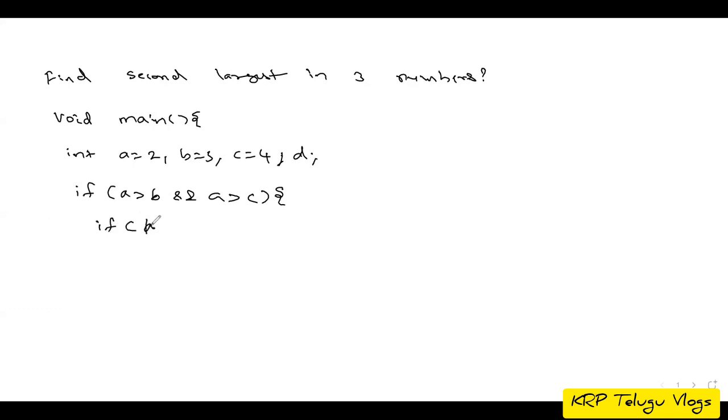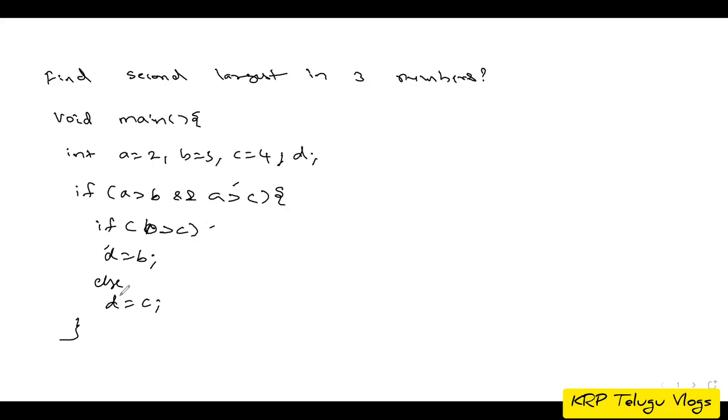If b is greater than c, I'll store d is equal to b, else d is equal to c. You got it? If a is the largest number, then we have to see whether the second largest number is b or c. So if b is greater, I can store b in d. Otherwise, I can store c in d, because c is the second largest number. Is that clear? Understood?